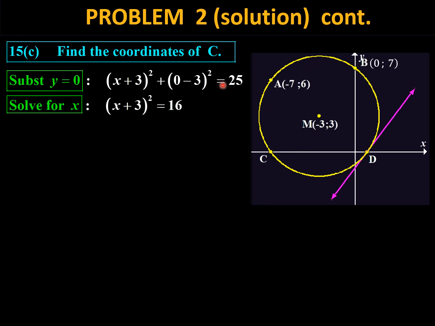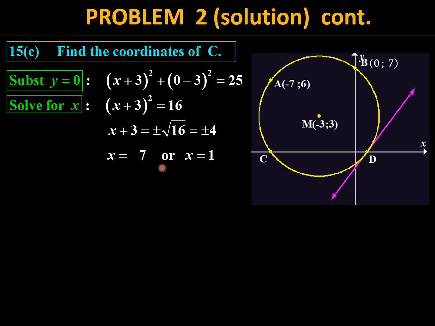25 subtract 9 is 16. Again, I can find the square root of 16, and again, remember it's plus or minus. So there are two values for x. Either a -7 or a 1. 4 subtract 3 gives me 1. -4 subtract 3 gives me -7.